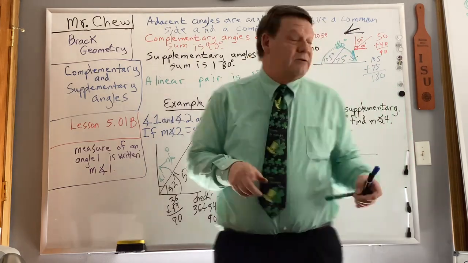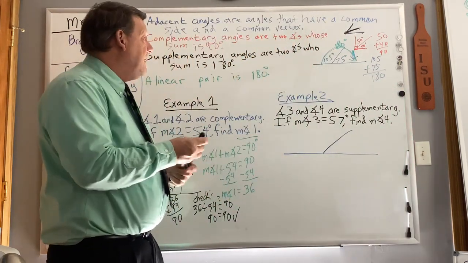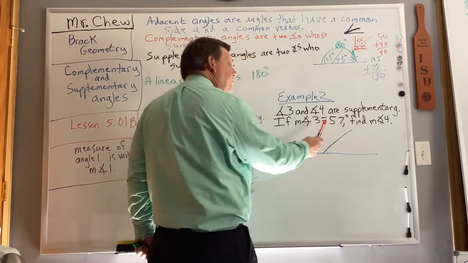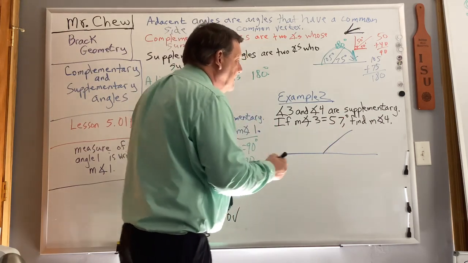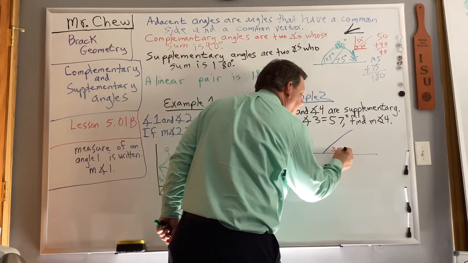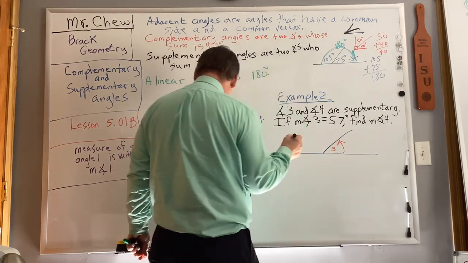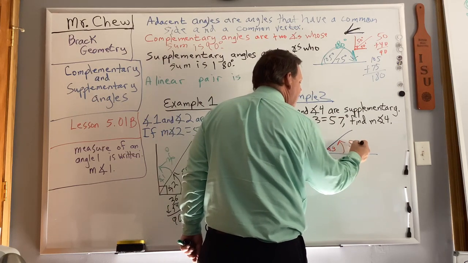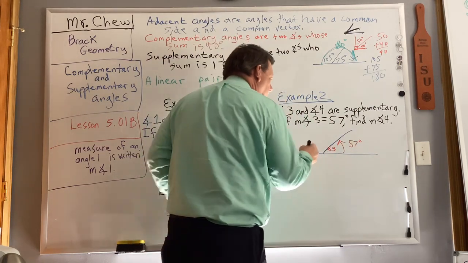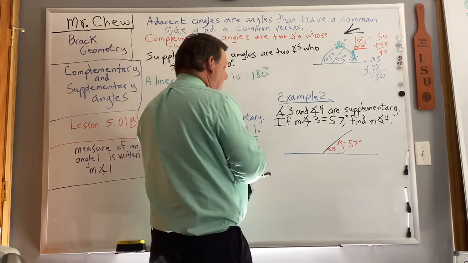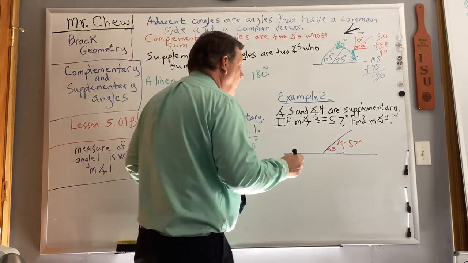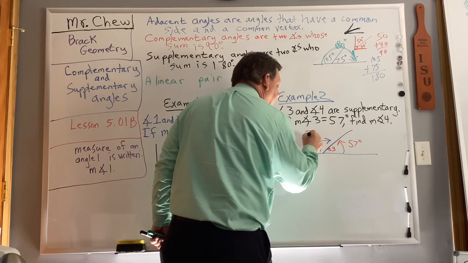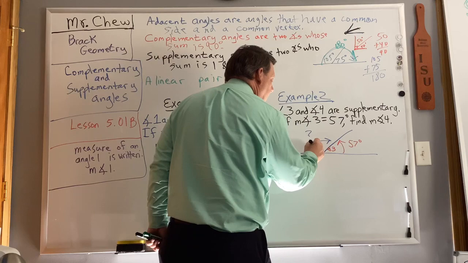All right, so now let's look at example 2. In example 2, it says that angle 3 and 4 are supplementary, and the measure of angle 3 equals 57 degrees. So I can say this is angle 3 here, and I know that it's 57 degrees. I want to know what the measure of angle 4 is. So this is what I want to find. This is angle 4, and I'm saying, what is the measure of angle 4?